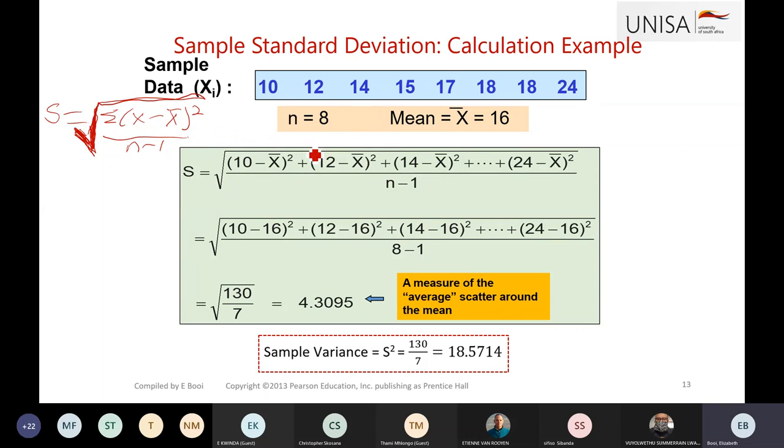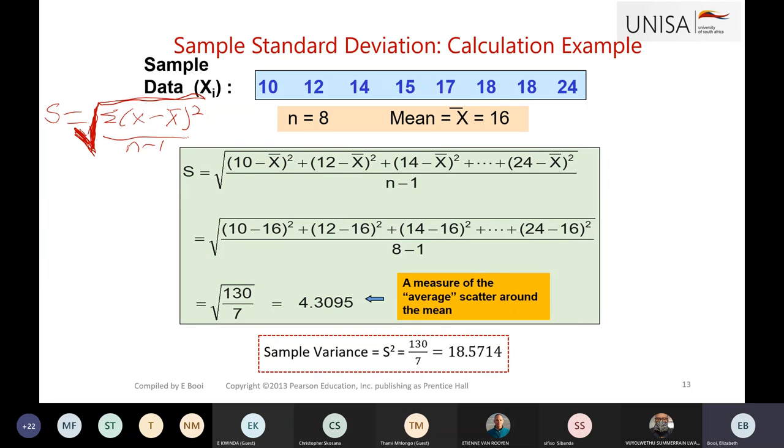Our sample has 8 observations. To calculate the mean, we've done that. I said I'm not repeating the calculation of the mean. It is the sum of all these values divided by how many there are, which is 8. When you calculate the mean, your mean is 16.